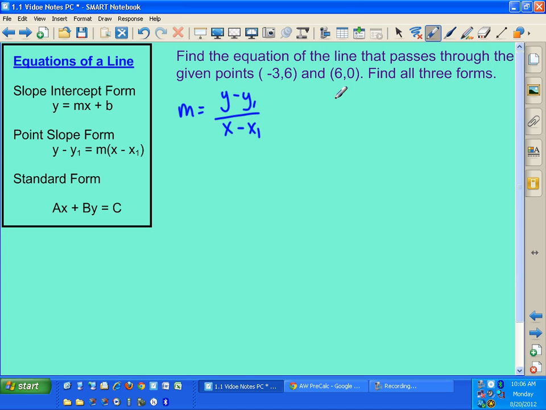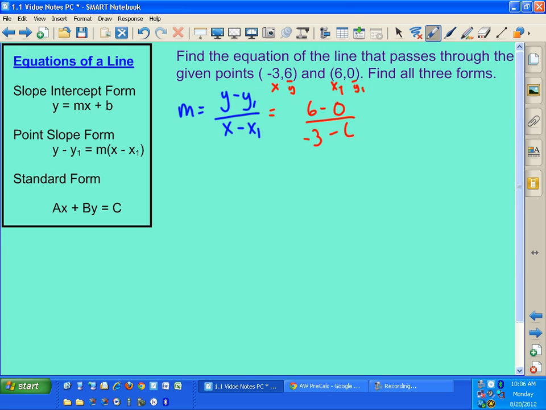It doesn't really matter which x or y you choose first. You just have to pick one, and then the x value that goes with that y value goes first. So I'm going to pick this 6 value for y because I like to subtract positive numbers. So I'll write my slope as this 6, there's my y, and this 0 is y1. So it's going to be 6 minus 0 over my x value. Now that I chose 6 to be my y, that has to be my x, and this 6 has to be my y1, so it's going to be negative 3 minus 6.